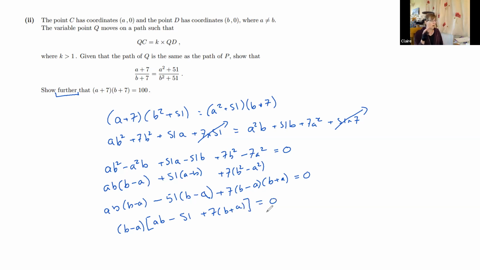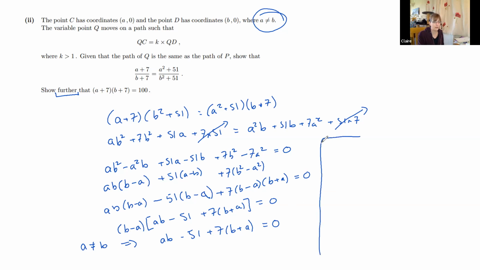Okay, this doesn't look quite like the equation that we want, so it's a good idea to go back to the question and see if there's any information that we haven't used. And actually, we've got this A is not equal to B. So if A is not equal to B, you can divide by B minus A. So if I just say A not equal to B implies that this has to be equal to 0, because we can't have this part equal to 0.